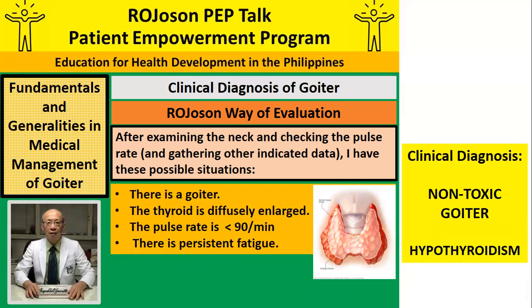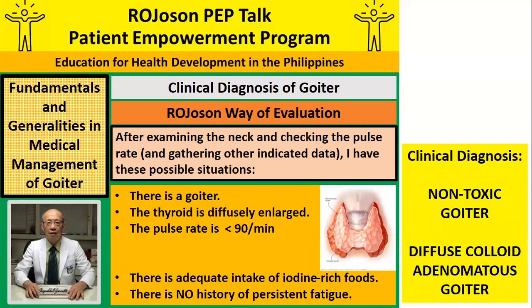There is a goiter. It is diffusely enlarged. The pulse rate is less than 90 per minute. There is persistent fatigue. The clinical diagnosis is a non-toxic goiter. More specific is hypothyroidism.